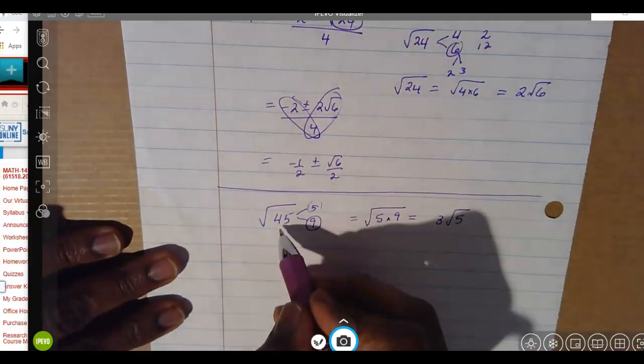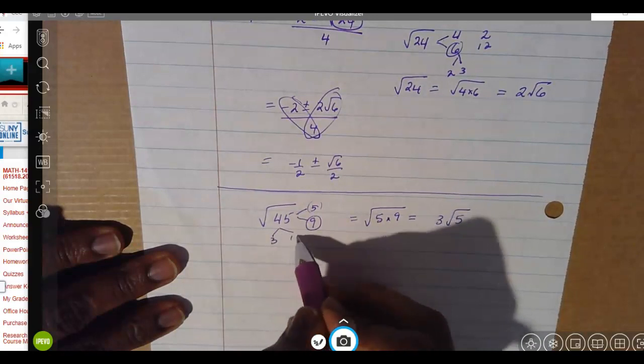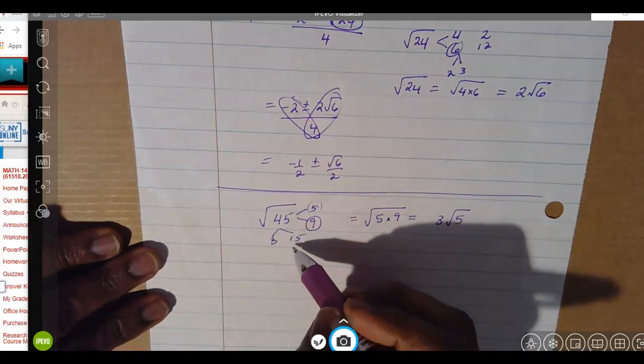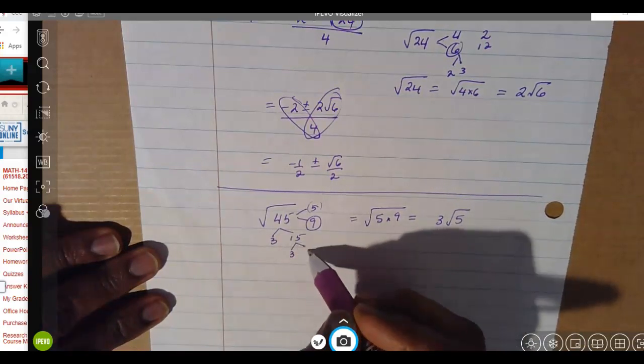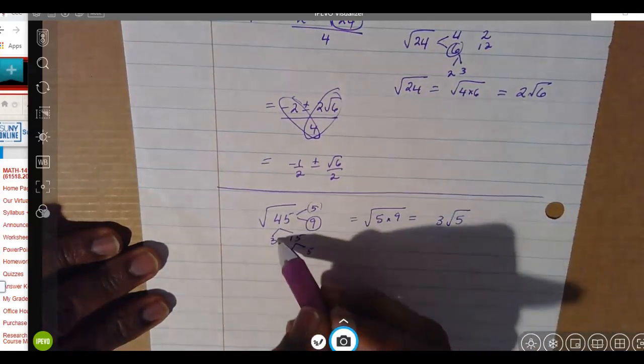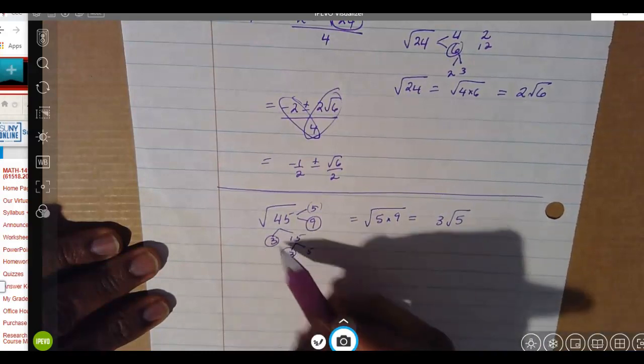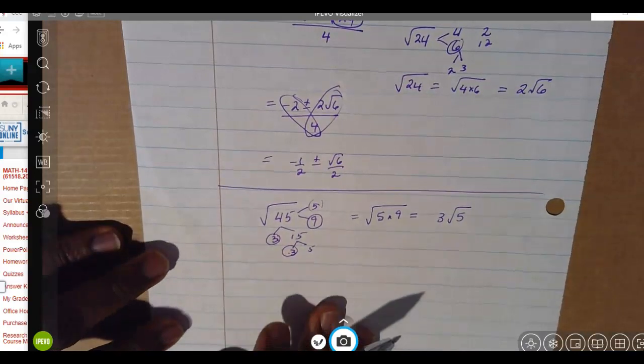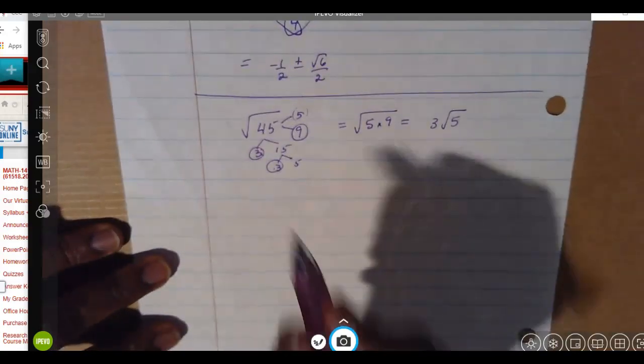So you wouldn't want to split up 45 as 3 times 15 because there aren't any perfect squares there. Instead, if you break this down further, you'd have 3 times 3 times 5, and then you'd look at pairs. So 3 squared is 9, and that's a better way to break it down. Okay, let's try one more.